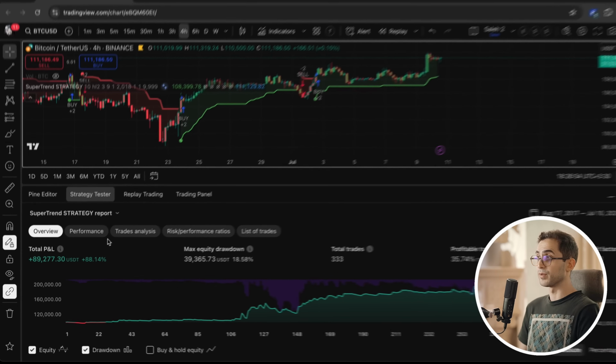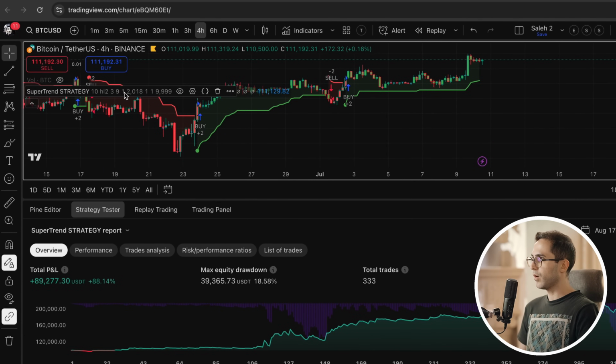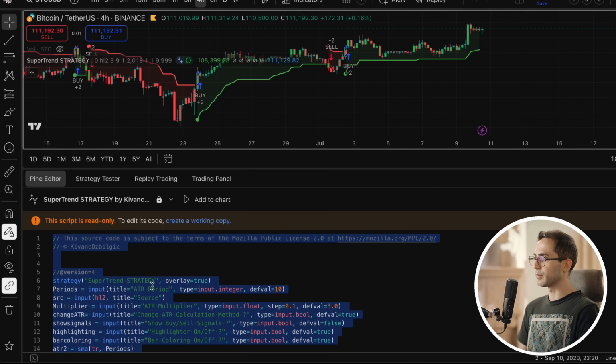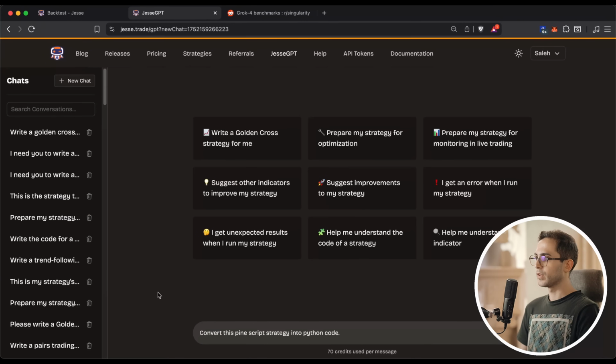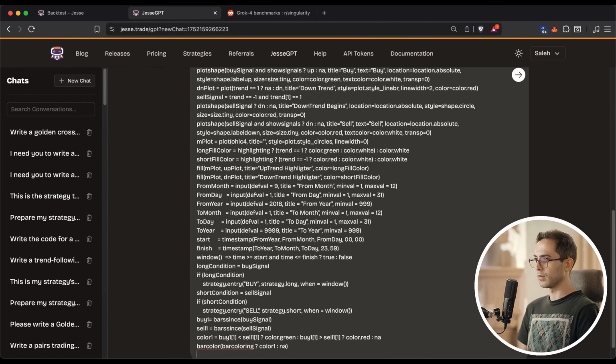And here are the supposedly results of its backtest. Now to get the code, I'm gonna click here, and this is the Pine script that I'm looking for. So let's go back and do this.